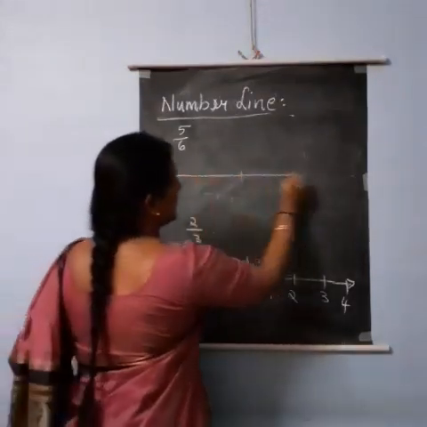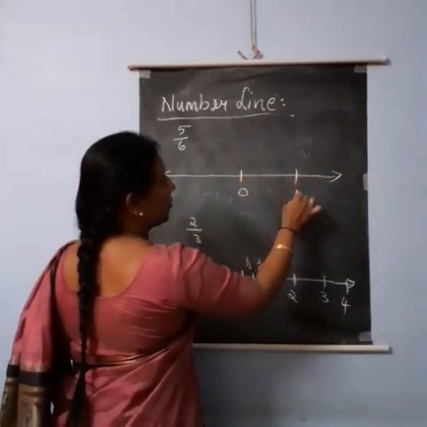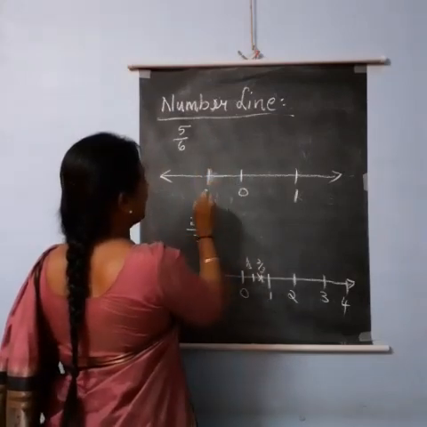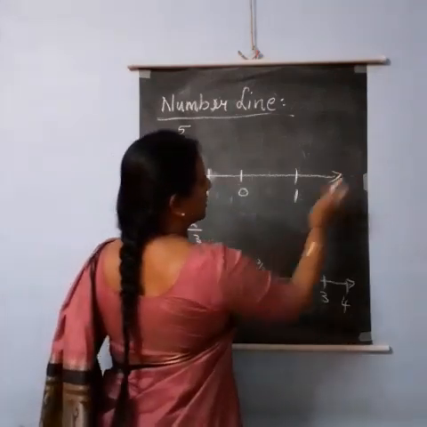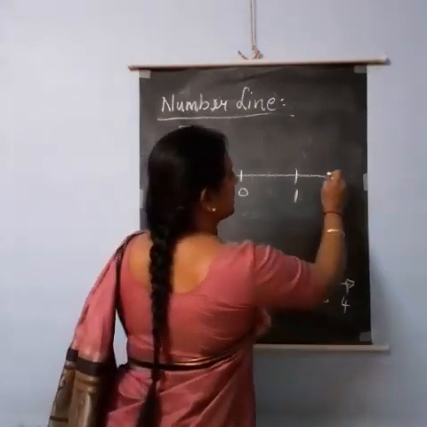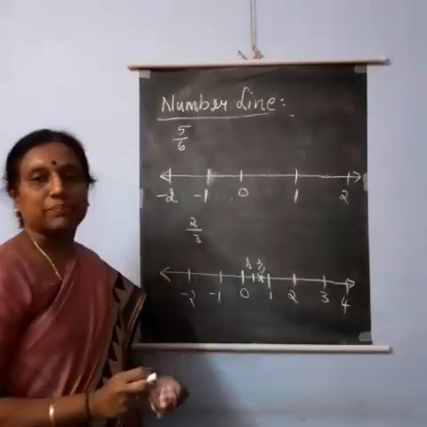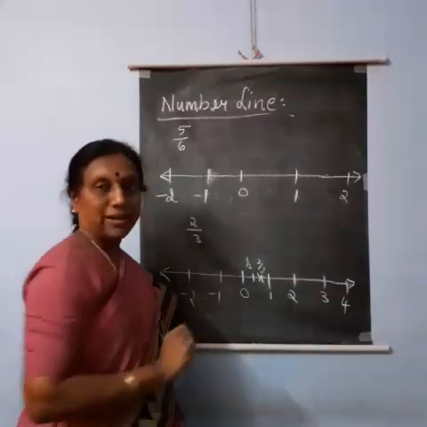So once again draw the number line. 0, 1, here also make it equal, 1, minus 1, minus 2, 1 and 2 along like this we can continue. The division should be equal. Okay. Now, this is going to exist between 0 and 1, correct?